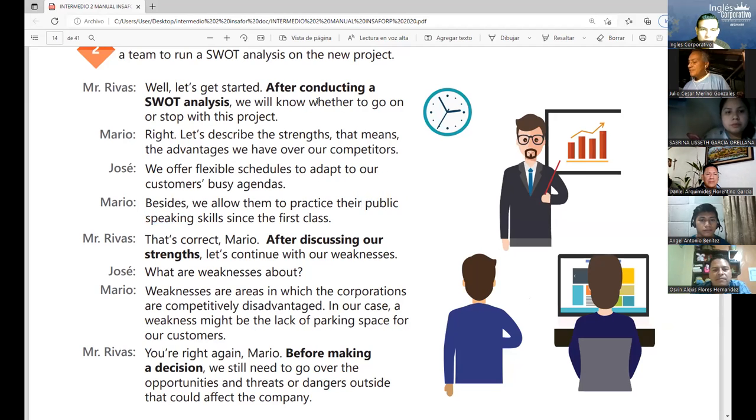Okay, weather. Do you know what weather is? Weather is like time. That is weather, for example, when it's raining, but this word, whether, is for example when you give two options, ya sea que, in Spanish. Okay, whether. We give two options. The two options are here. To go on or to stop. Ya sea que continuamos o detenemos. Okay.